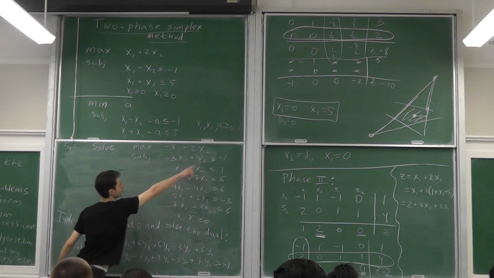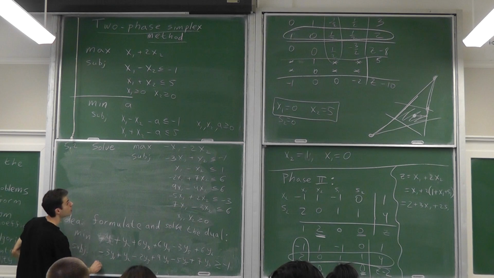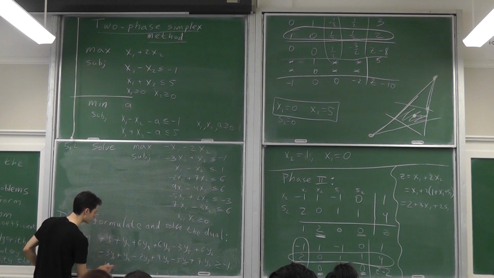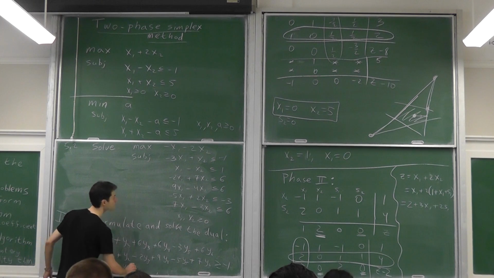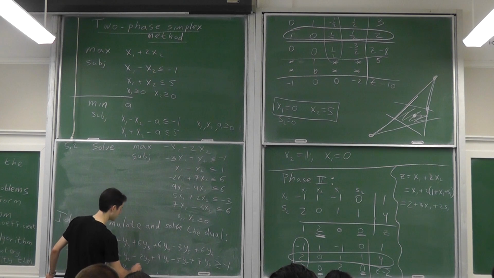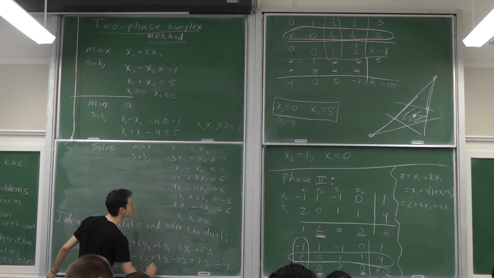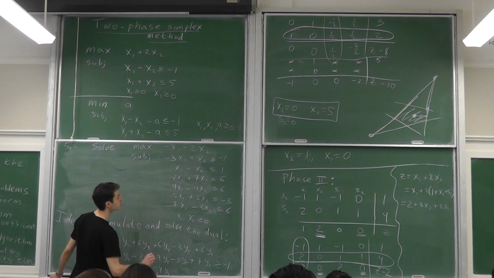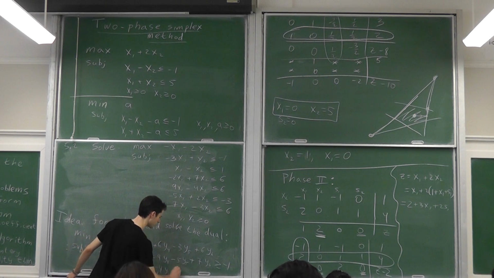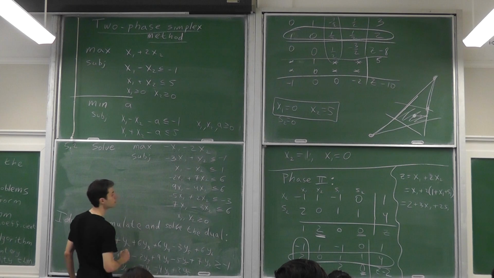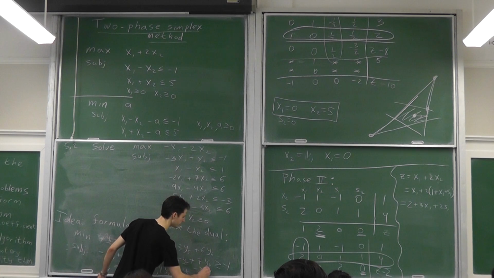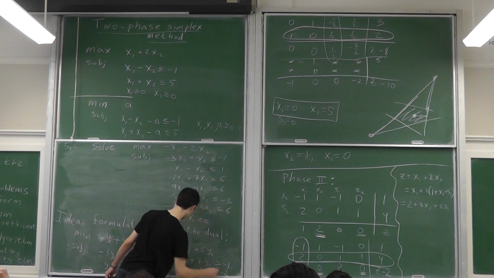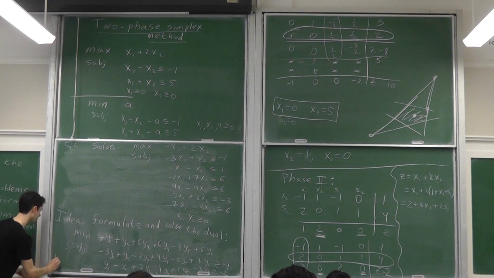And similarly for the second variable: y1 minus y2 plus 7 times y3 minus 4 times y4 plus 2y5 minus 3y6 is at least -2. And I want all the y's to be nonnegative.